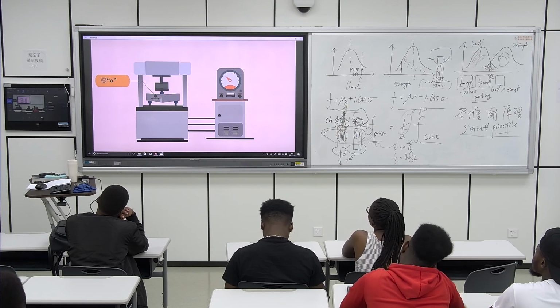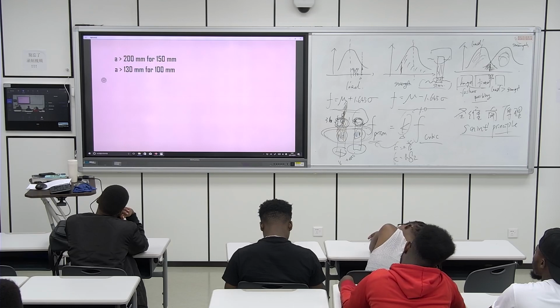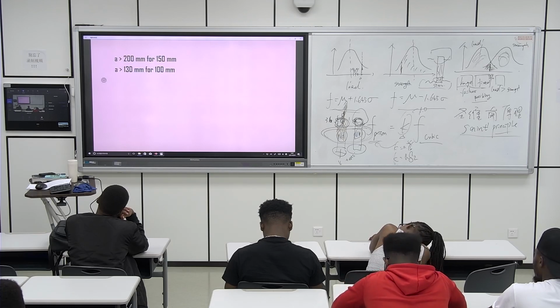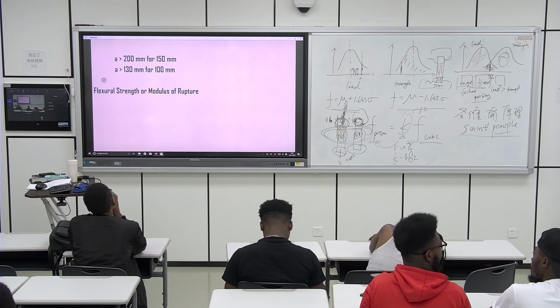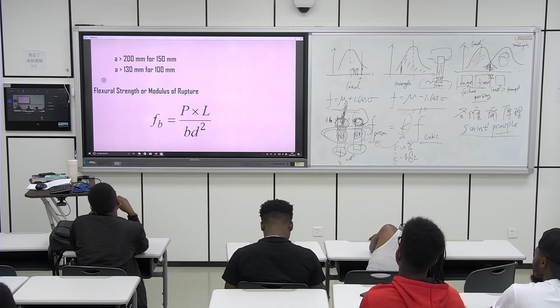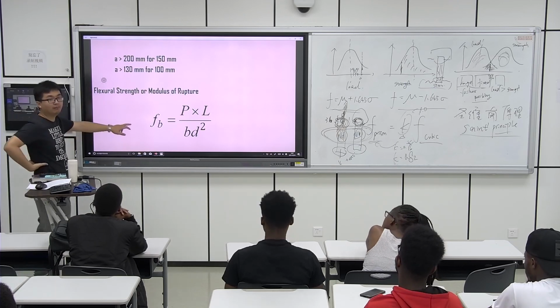If a is greater than 200 mm for 150 mm and 130 mm for 100 mm specimens, then flexural strength or modulus of rupture, Fb, is calculated by the equation: Fb is equal to P into L divided by B d squared. 1 point.